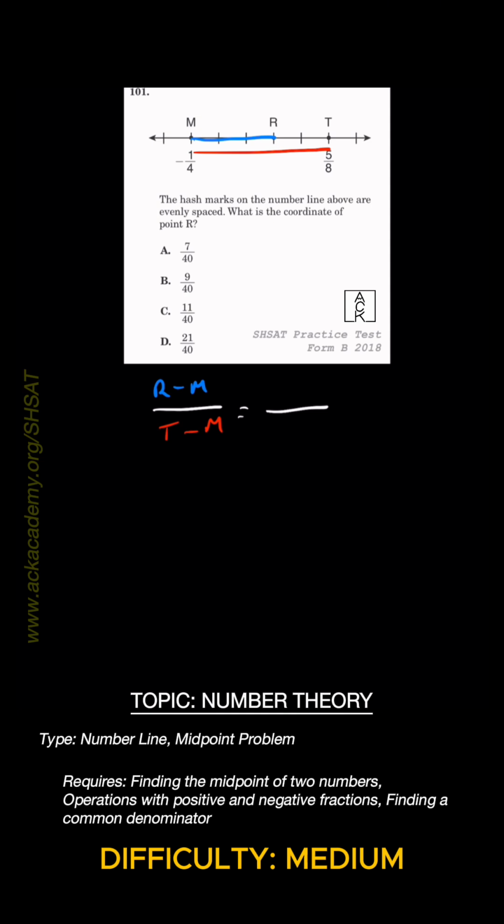how many intervals are there between M and R? So there will be 1, 2, 3. And what is the total intervals between them? 1, 2, 3, 4, 5. Okay. And once we have that, we can solve for this R, and that should give us the right answer. So let's do that.